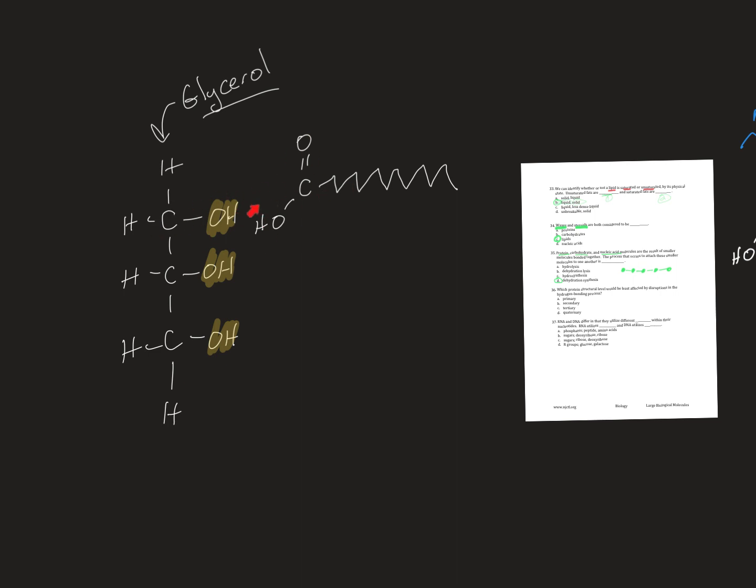How do we link these together? This can only make 4 bonds. This can only make 4 bonds. 1, 2, 3, 4. How do we get this carbon to bond with this? How do we connect these two together? What do we have to do? I'll wait. Get rid of some stuff, right? We've got to make room for it.